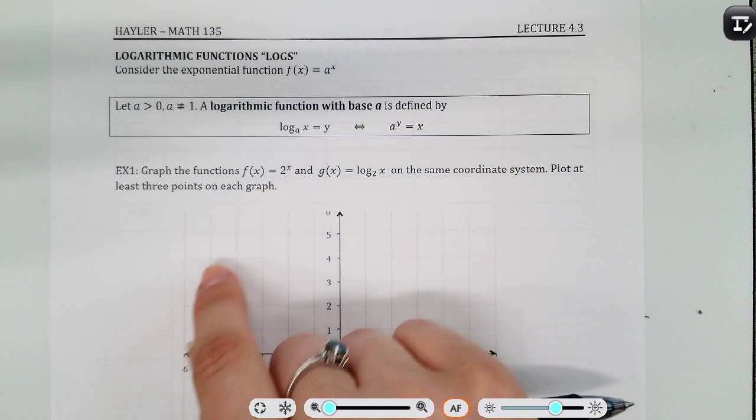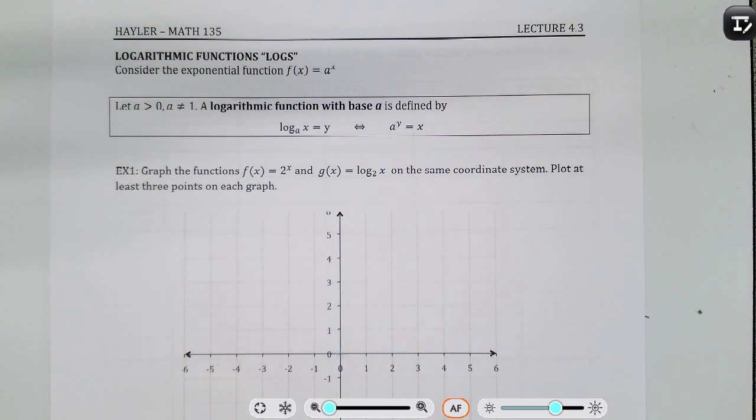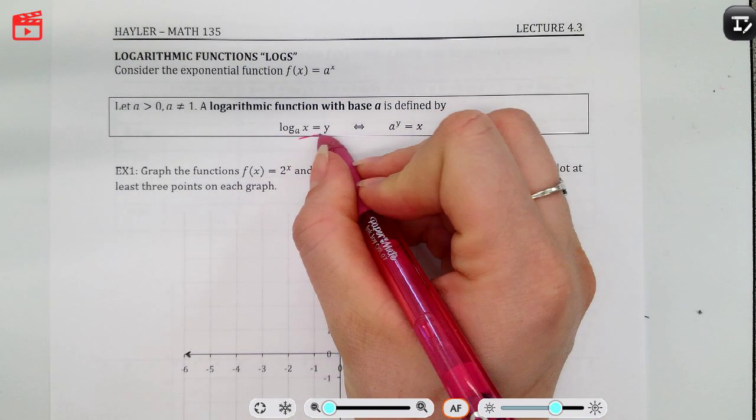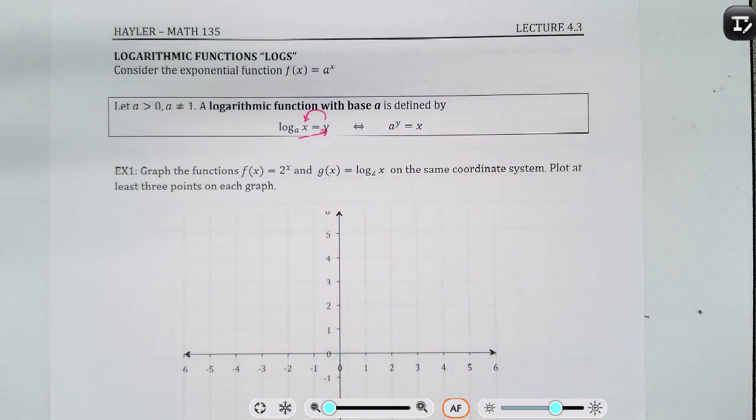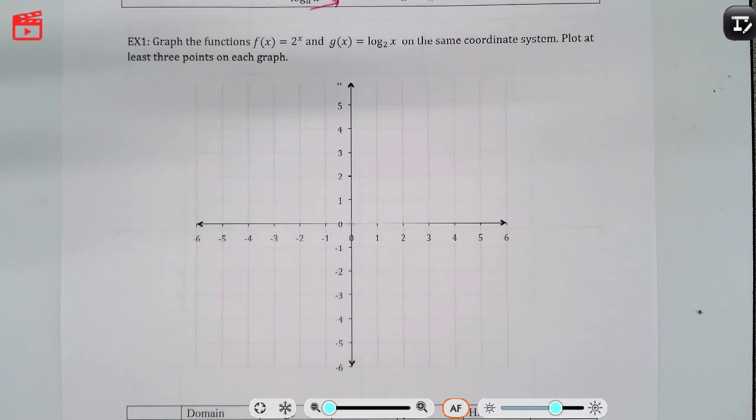y, which when we switch it to exponential form, is a to the y power equals x. So a to the y power equals x. All right. So for example 1, we're going to graph these two functions, f of x equals 2 to the x and g of x equals log base 2 of x.